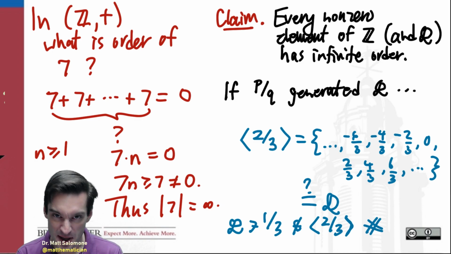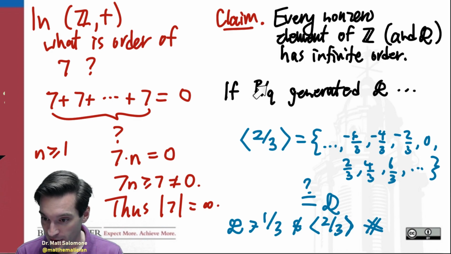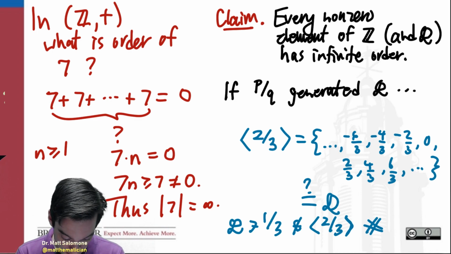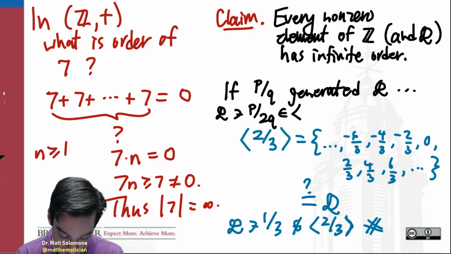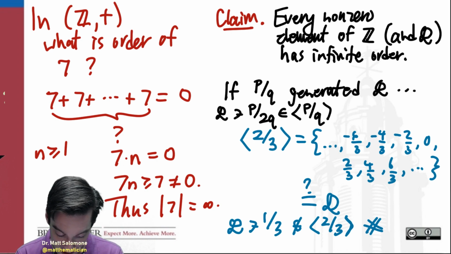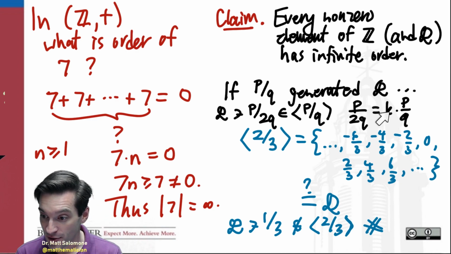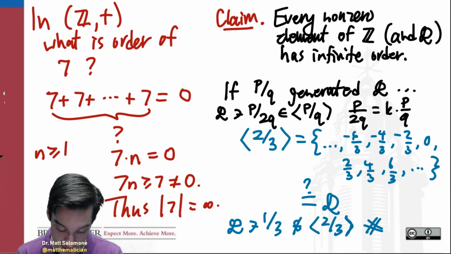It shows why 2/3 is not a generator. So just to bring that up to this example, if P over Q were non-zero, and if it generated the rationals, that would mean that half of P over Q, since it's an element of the rationals, would have to be an element of the cyclic subgroup generated by P over Q. And so P over 2Q would have to equal K times P over Q for some integer K. But there is no integer K that can make this equation true.